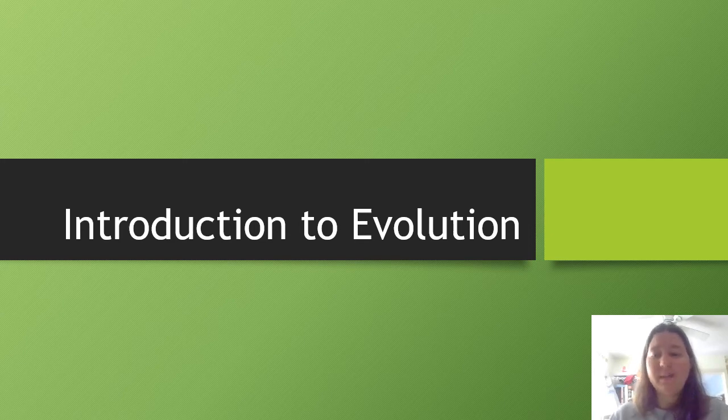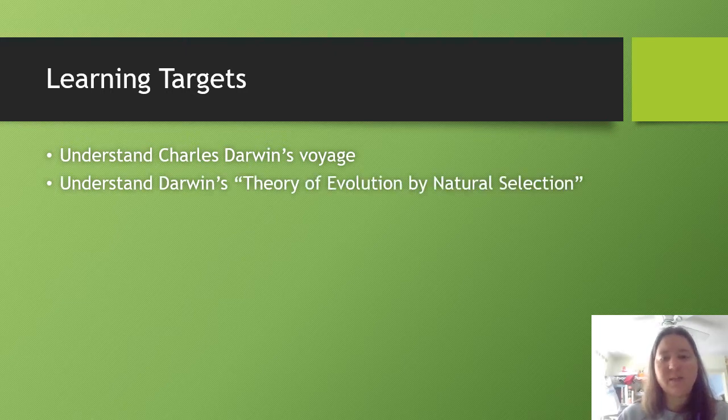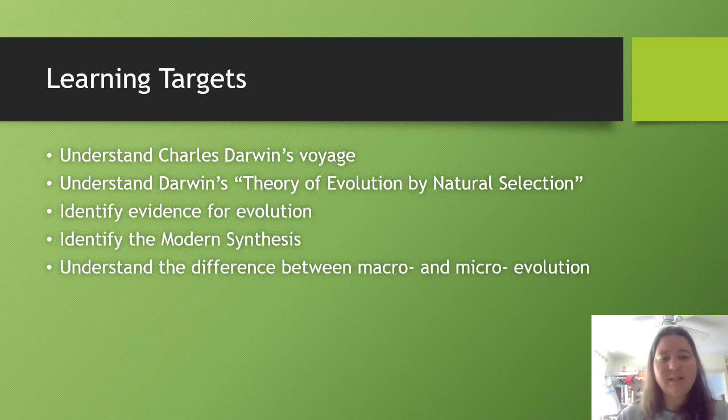Welcome to the last lecture of the year talking about evolution. Learning targets. Understand Charles Darwin's voyage. Understand Darwin's theory of evolution by natural selection. Identify evidence for evolution. Identify the modern synthesis. And understand the difference between macro and micro evolution.